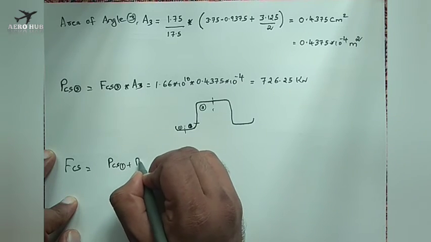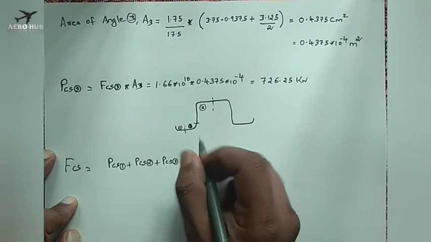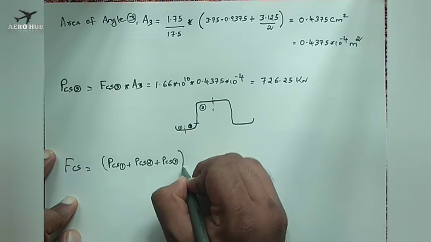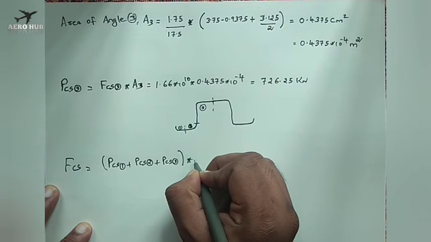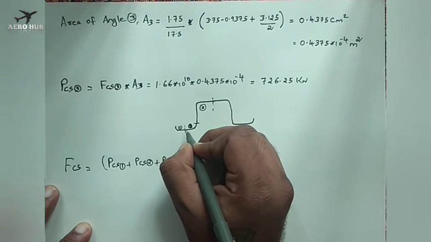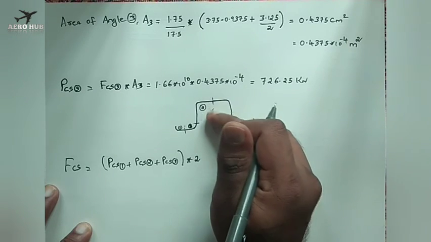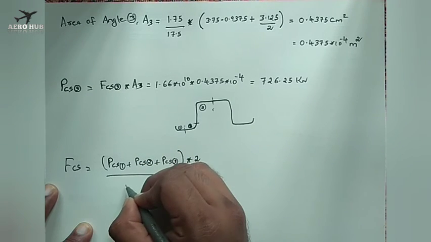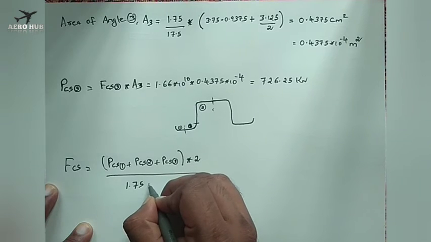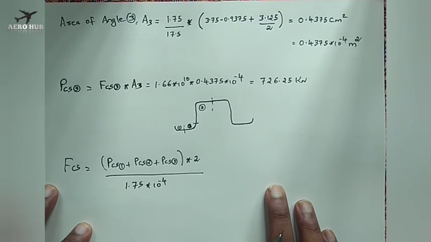So I can write PCS for the entire section will be equal to PCS1 plus PCS2 plus PCS3, multiplied by 2, because we are aware that the section is symmetric about a vertical axis. That's why I'm multiplying by 2, divided by the total area of the section, that is 1.75 into 10 power minus 4. Okay, 1.75 centimeter square, that will be 10 power minus 4 meter square.